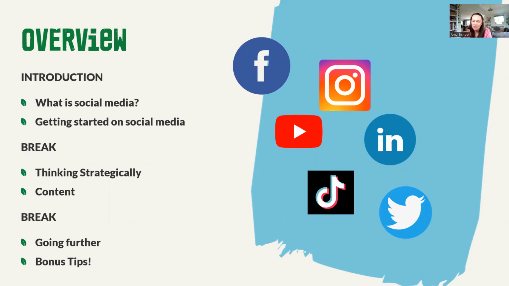So firstly, we'll talk about what social media actually is and why it's useful for Green Community Hubs. We'll discuss how to get started and we'll go over the basics of 3 social media platforms. So that's Facebook, Twitter, and Instagram, and I'll signpost some guides on each of these. We'll have a quick break before coming back to talk about how you run your social media account.